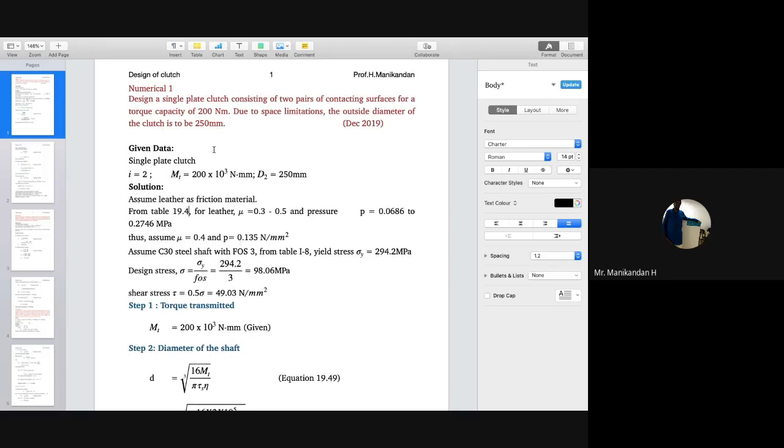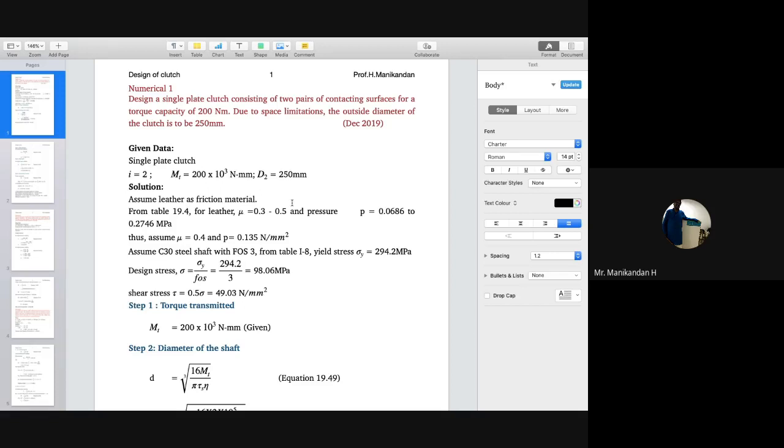So if you see the given data, it's a single plate clutch, and they have told two pairs of contacting surfaces, so number of pairs i is equal to 2. Torque MT is equal to 200 Newton meter. I'll convert torque to Newton millimeter: 200 into 10 power 3 Newton millimeter, and the outside diameter D2 is equal to 250 mm. These are the data given.